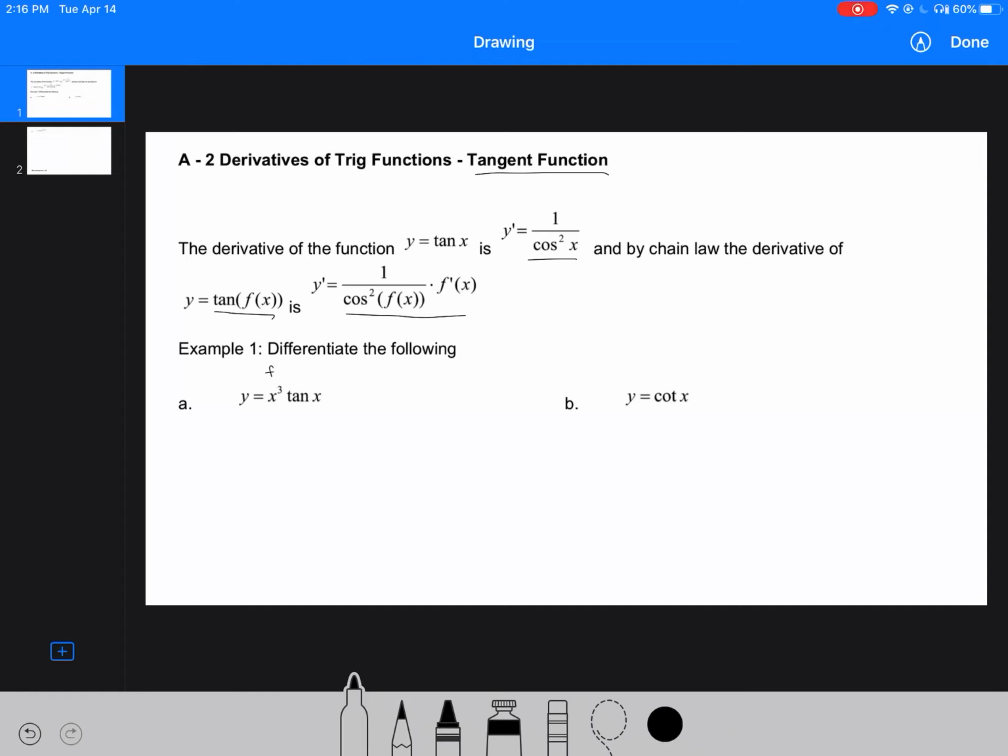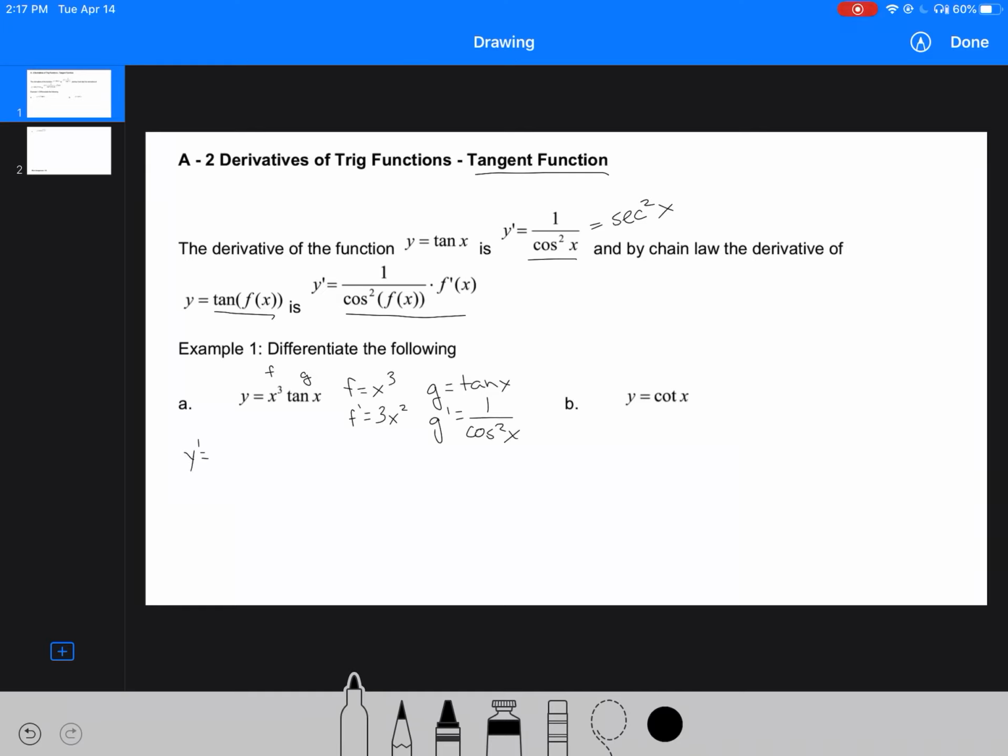So let's take a look at the first example here. We've got x cubed, which is one function, times tan x, which is another function. Since we have the product of two functions, that means that we need the product rule. So you can set up your chart if you want to with f and f prime, and then g and g prime, which is our new piece here. Oh, and I should add in up here that 1 over cos squared x is the same as secant squared x.